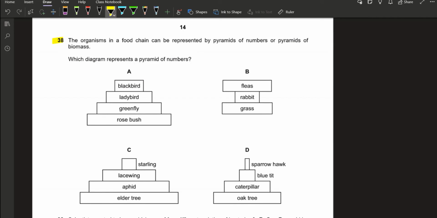Question number 38. The organisms in a food chain can be represented by pyramids of numbers or pyramids of biomass. Which diagram represents a pyramid of numbers? Option A does not represent the pyramid of numbers, as the green fly are less than the rose bush. Option B represents the pyramid of numbers. Option C does not represent it, as aphids are less than the elder tree. Option D also does not represent the pyramid of numbers. So the correct option would be option B.